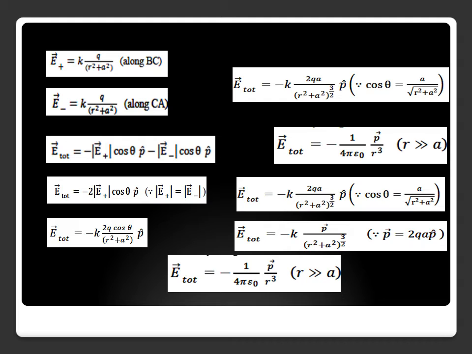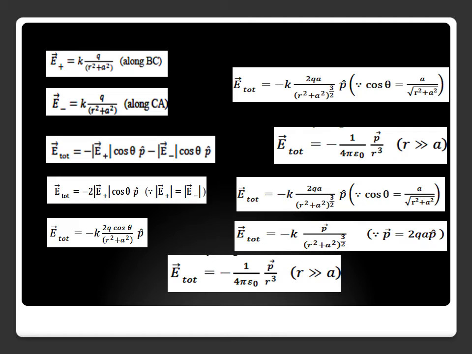Since both are equal in magnitude, we have to take the components, and E total will be equal to E plus cos theta minus E minus cos theta. Now if you add, you get E total equal to minus 2 into E plus cos theta, since the magnitudes of E plus and E minus are the same. The negative sign indicates that the resultant field acts in the direction opposite to the dipole moment. Therefore, E total will be equal to minus K 2Q cos theta by r squared plus a squared. Now, you know K is equal to 1 by 4 pi epsilon naught.